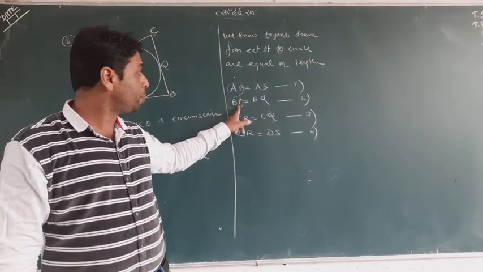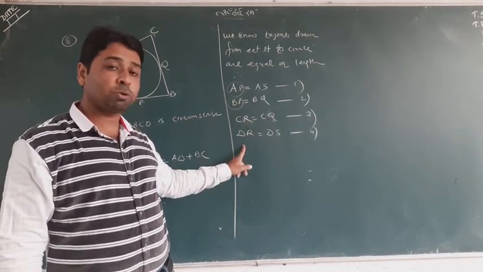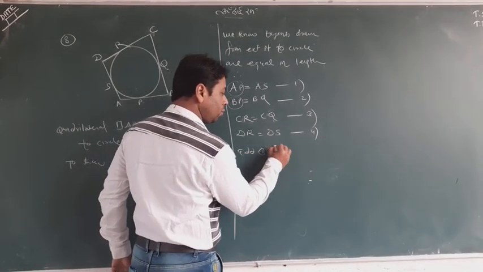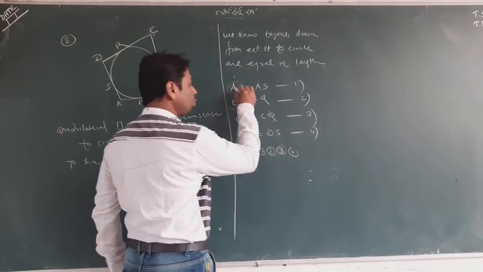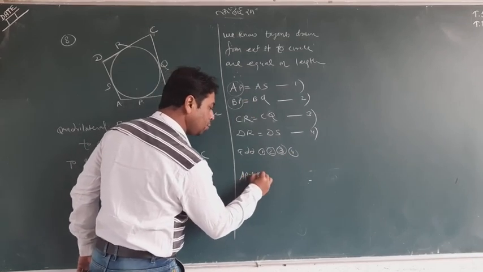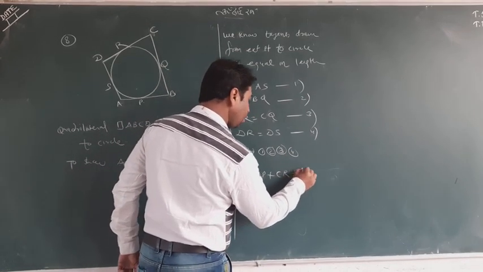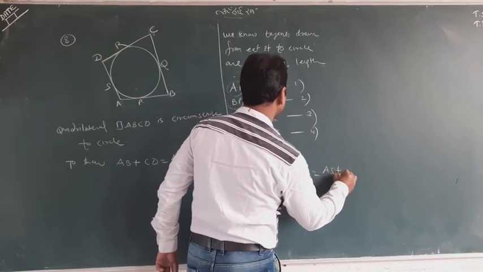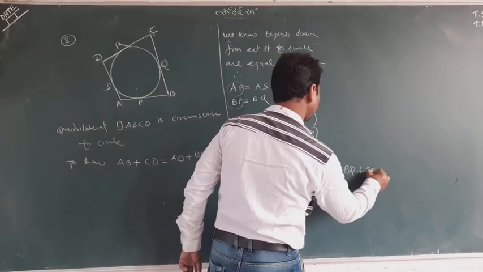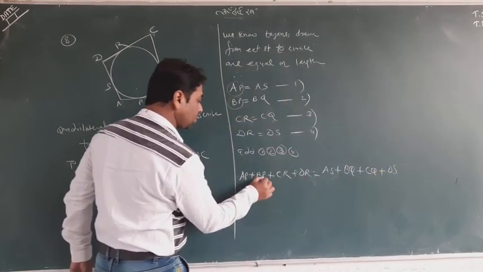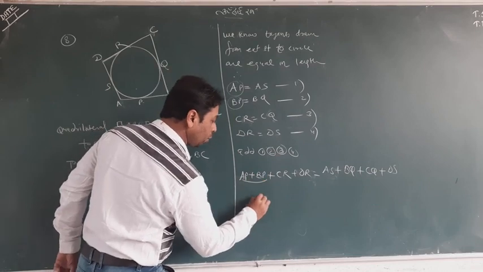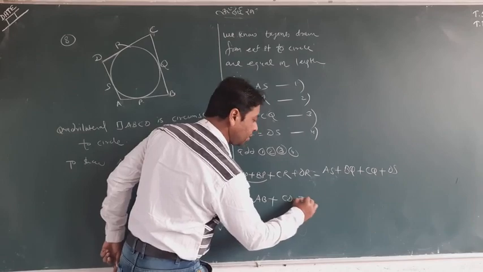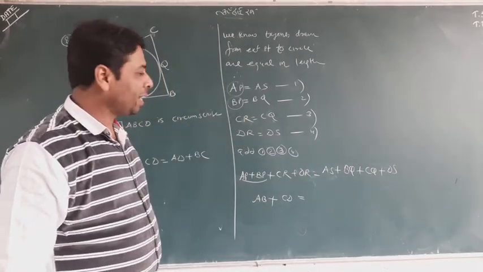So AP plus BP equal to AB, CR plus DR equal to CD, which I wanted here. So adding 1, 2, 3 and 4, you have AP plus BP plus CR plus DR on the left side, and on the right side, AS plus BQ plus CQ plus DS. Now, a very simple thing. AP plus BP equal to AB, you can see here. CR plus DR equal to CD. What about here? Now, think a little bit.